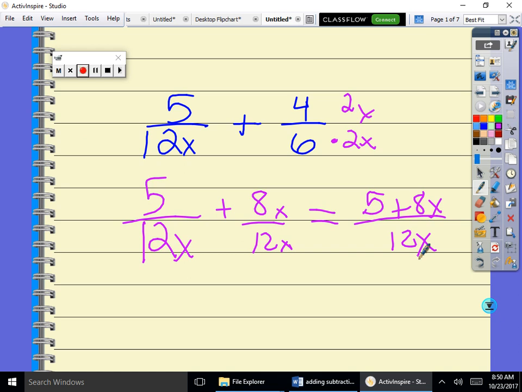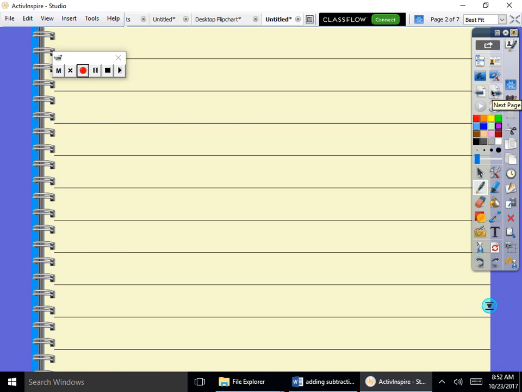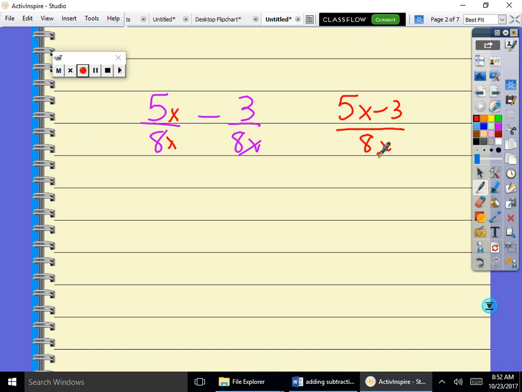Good? All right. So we're going to look at a couple more of these. Okay, the first one on your paper is 5 over 8 minus 3 over 8x. What's my common denominator? 8x. So the first fraction is missing what? An x. Okay, is the second fraction missing anything? No. Can I combine 5x and 3? So I leave it as 5x minus 3 over 8x.